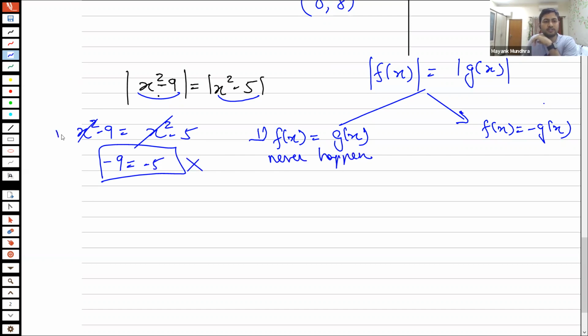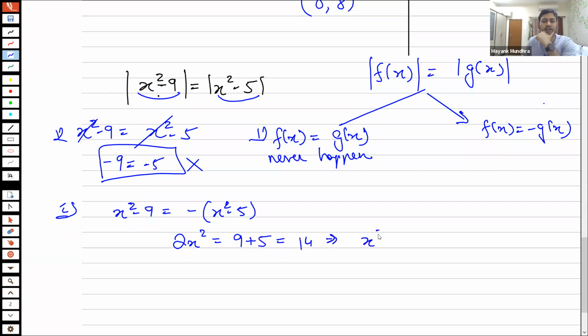Now let's look at case 2. So case 2 would be x square minus 9 equals minus of x square minus 5. Now when I rearrange them, what I get is twice of x square is equal to 9 comes on this side, so 9 plus 5. So that is equal to 14, which implies that x square equals 7, which implies that x equals plus minus under root of 7.